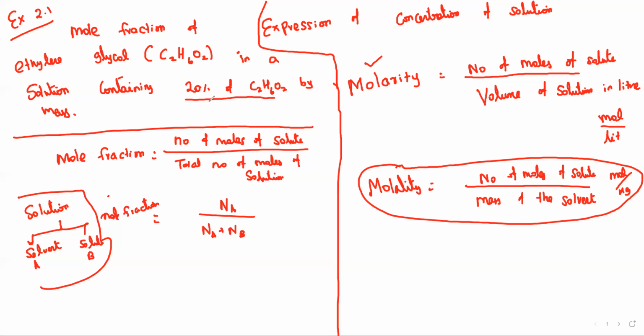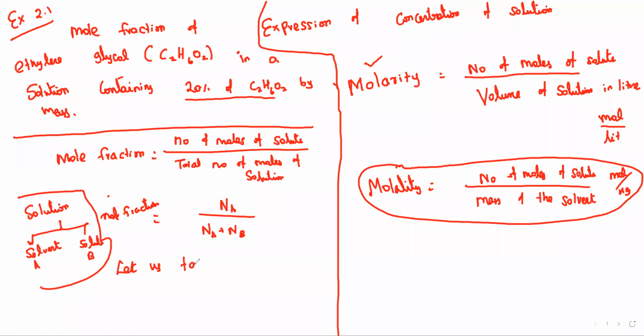Now they just gave that in that solution, 20% is only our solute. So they didn't give the solvent, so we have to assume the solvent. That assumption is valid only because they are asking us to find the fraction only. So we just need to assume one solvent. Which solvent can we take? Let us take the solvent as what?